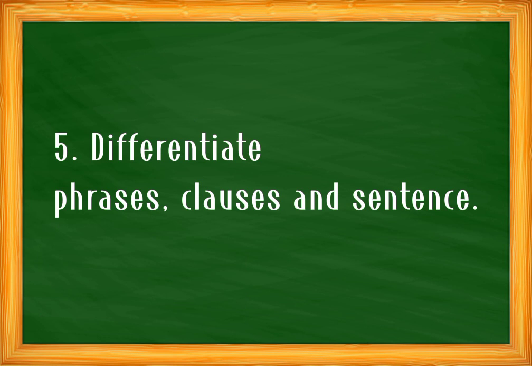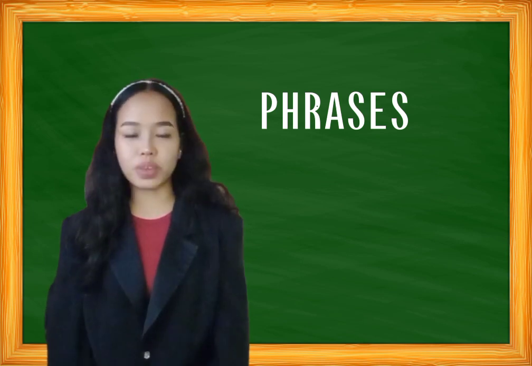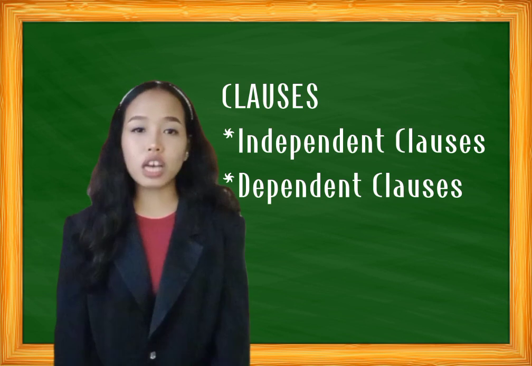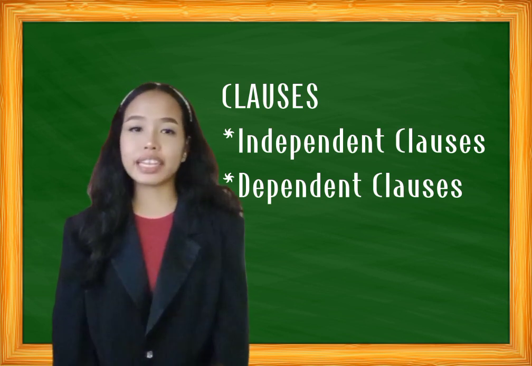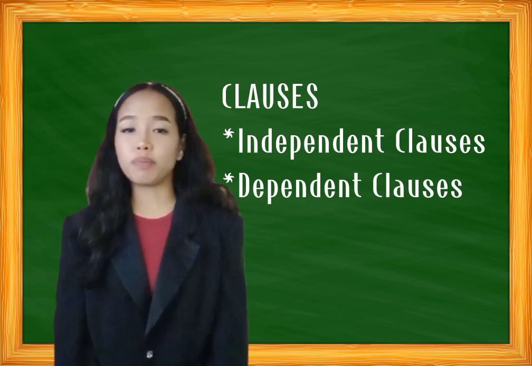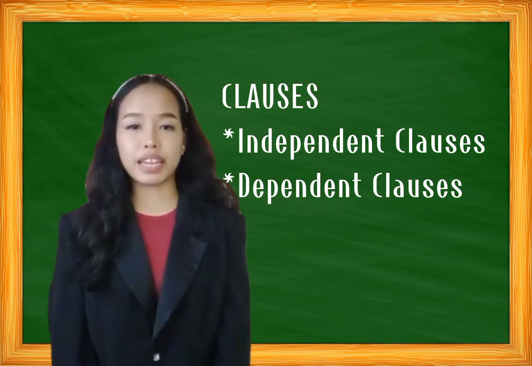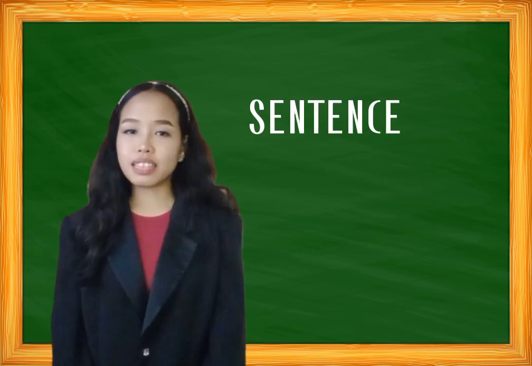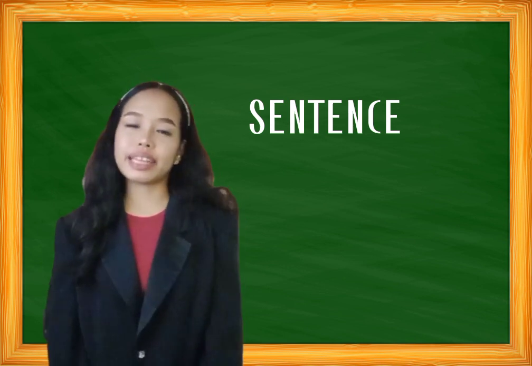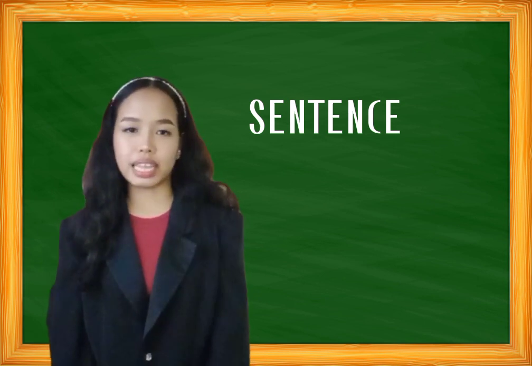5. Differentiate phrases, clauses, and sentence. Phrases are series of words with an incomplete thought. Clauses that have complete thought and can stand alone are called independent clauses. On the other hand, clauses that have an incomplete thought and cannot stand alone are called dependent clauses. Sentence is a series of words or phrase with a complete thought. It can be a declarative, interrogative, imperative, or exclamatory sentence.